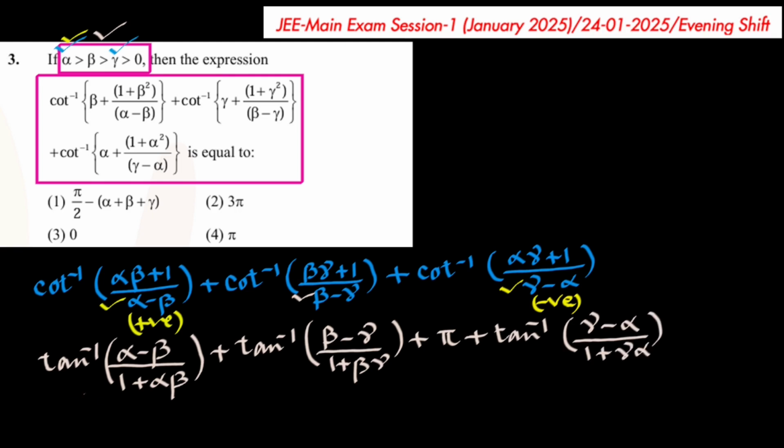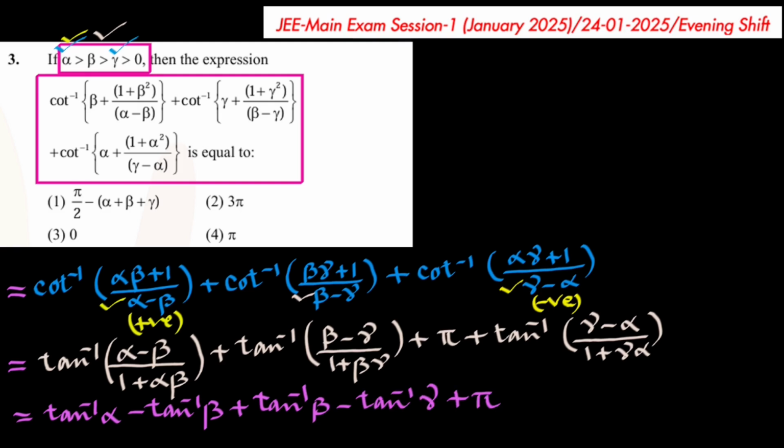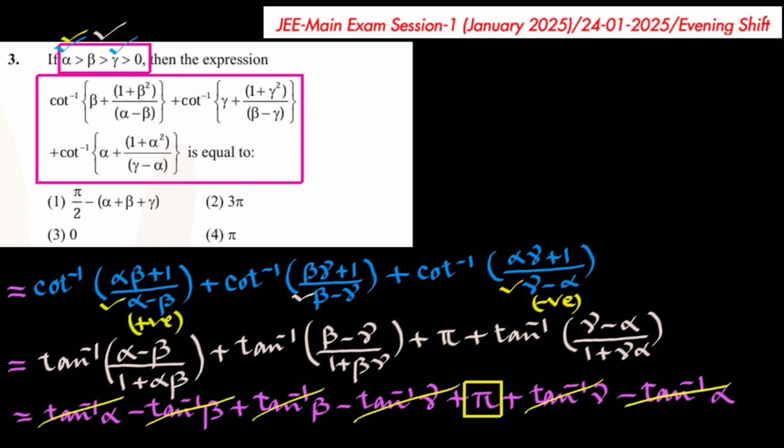This we write as tan inverse alpha minus tan inverse beta plus tan inverse beta minus tan inverse gamma plus pi plus tan inverse gamma minus tan inverse alpha. Cancelling tan inverse alpha, tan inverse beta and tan inverse gamma, we are left with just pi. Hence, the correct answer is option 4, pi.